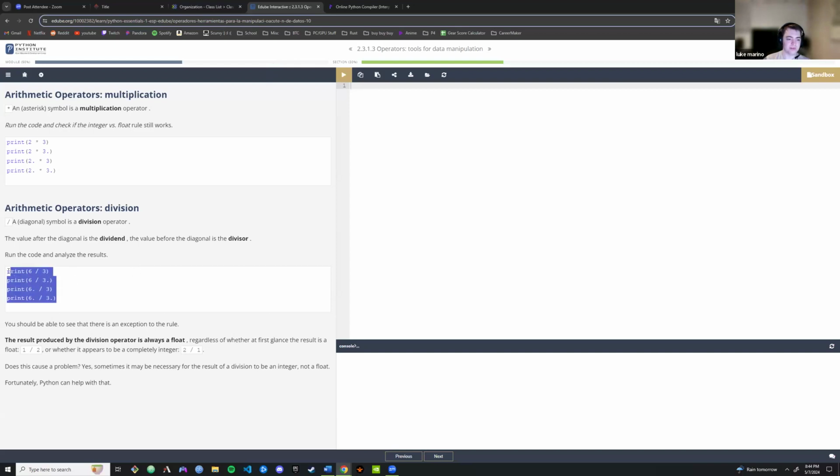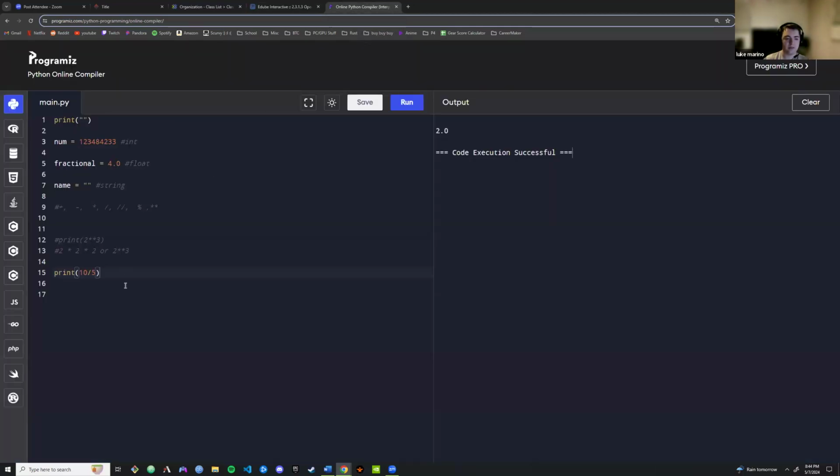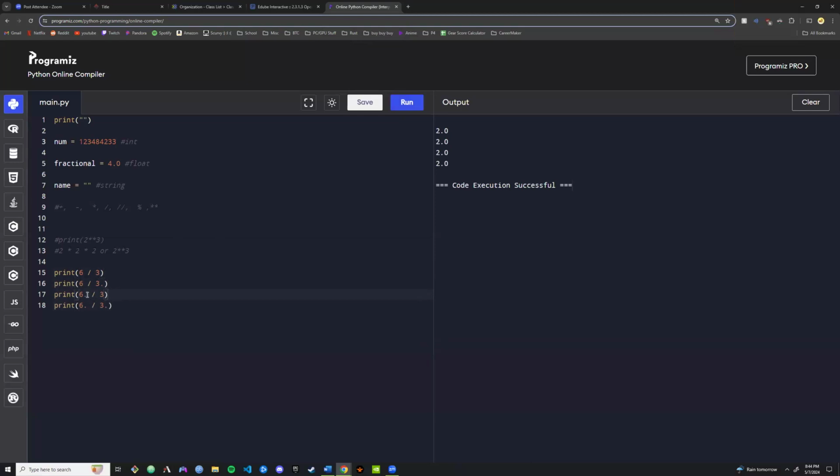So let me copy this right here. Let's run these examples and see what happens. See, it's always going to be a float here. These are all the same numbers, but one's a float, one's an integer.